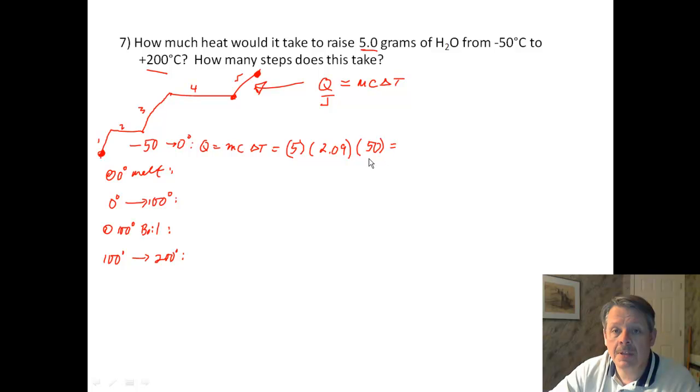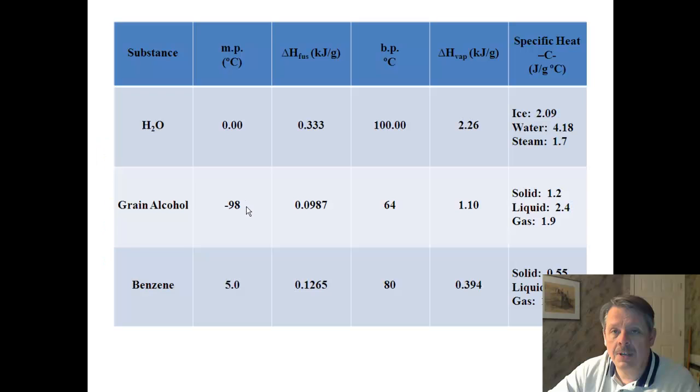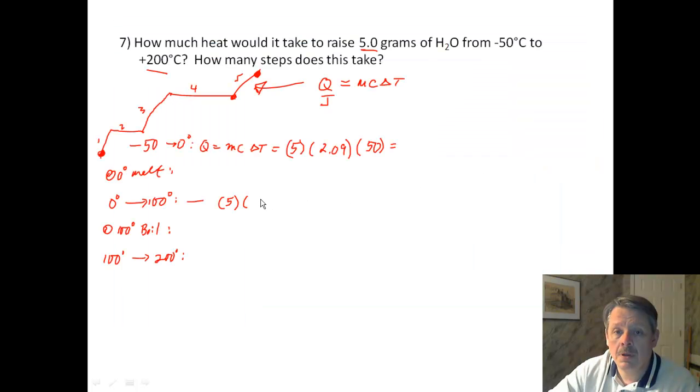Okay? Now, if we do exactly the same thing down here, we have 5 grams of water, and here our specific heat for liquid water is 4.18. We should be very familiar with that number. We've used that a lot. So that is 4.18, and we're heating this up 100 degrees. Right? And so that's going to be equal to that amount.